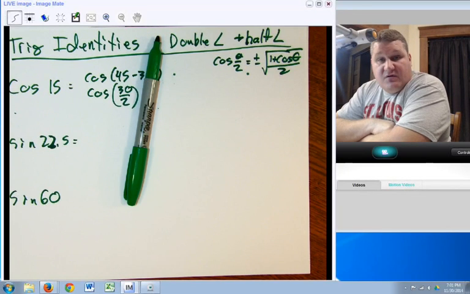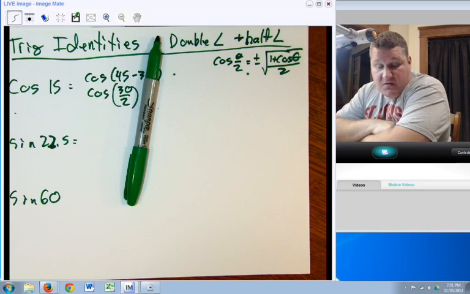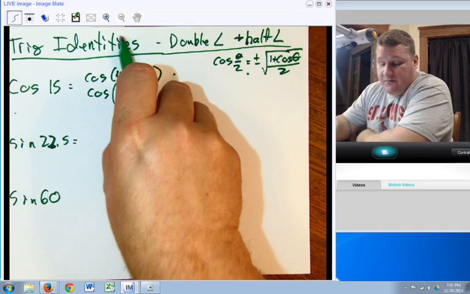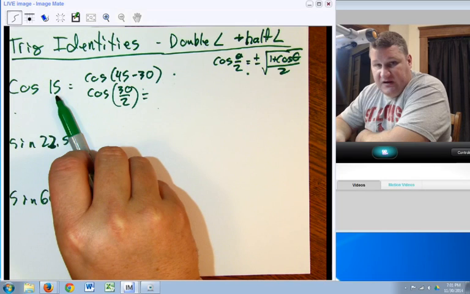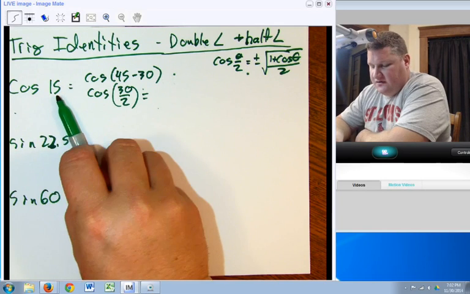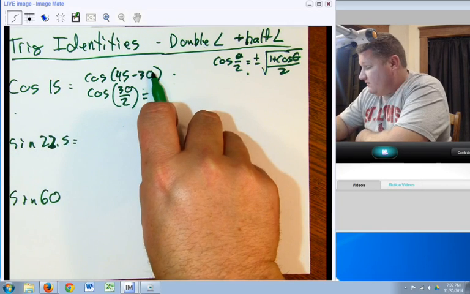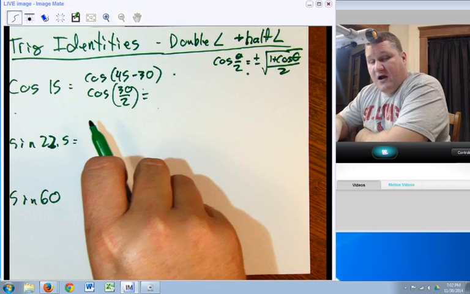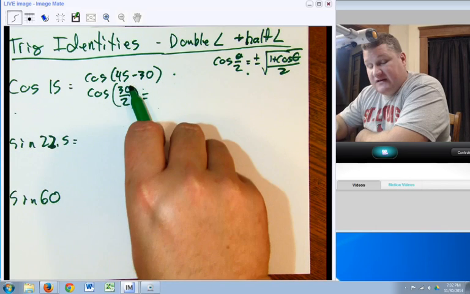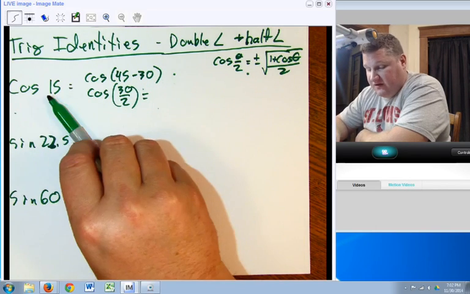Okay, ladies and gentlemen, we have already added and subtracted angles, so now, not shockingly, we're going to multiply and divide them. Now, the good news for you is we're only going to multiply or divide them by 2. So let's take a look at a little of an example. Cosine of 15. Cosine of 15, you say, well, I can do that. That's 45 minus 30. That's like the last module. However, I could also say cosine of 30 divided by 2 would also make 15.